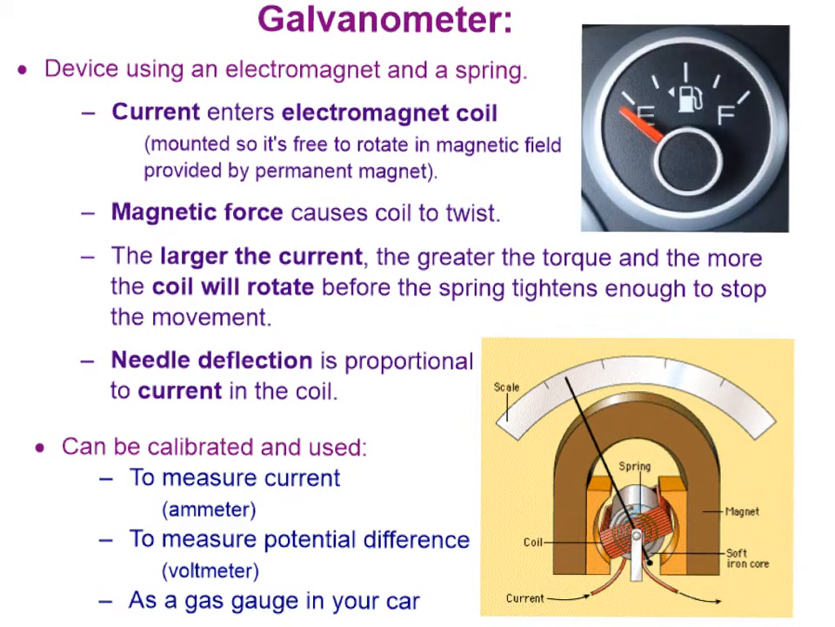And last, let's take a quick look at what a galvanometer is. It's simply a device that uses an electromagnet as well as a spring. The current in a galvanometer enters that electromagnetic coil, and it's mounted so that it can freely rotate within that magnetic field that's being provided by the permanent magnet.